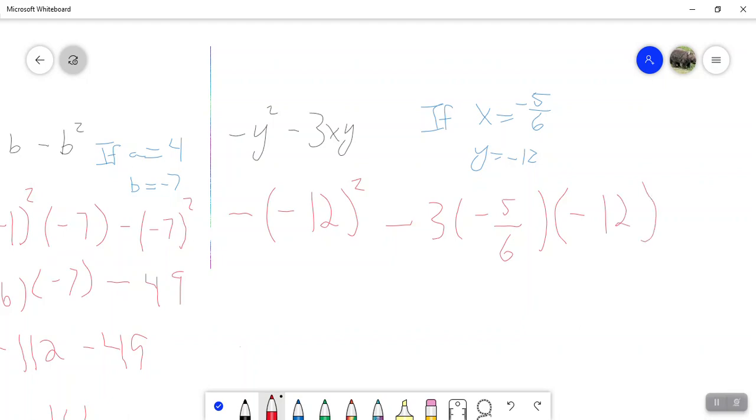Notice here, I'm going to rewrite this as negative, and then the (-12) squared is going to be 144. But because I have a negative sign here from up top, it's -144. Minus 3 times -5/6 times -12 is actually 30. -144 minus 30 is -174.